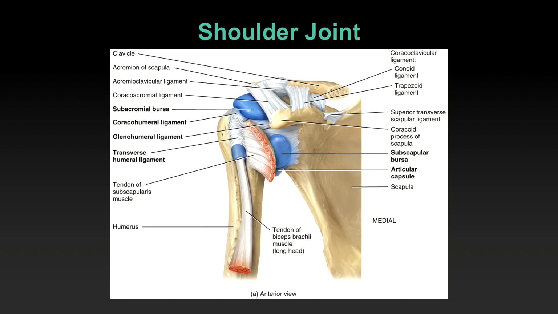So let's talk about the shoulder joint. What I want to do first is not acknowledge the muscles necessarily, but talk about the more static features that secure the joint. So what we're going to look at are all of the bolded terms. Okay? All of the bolded terms.